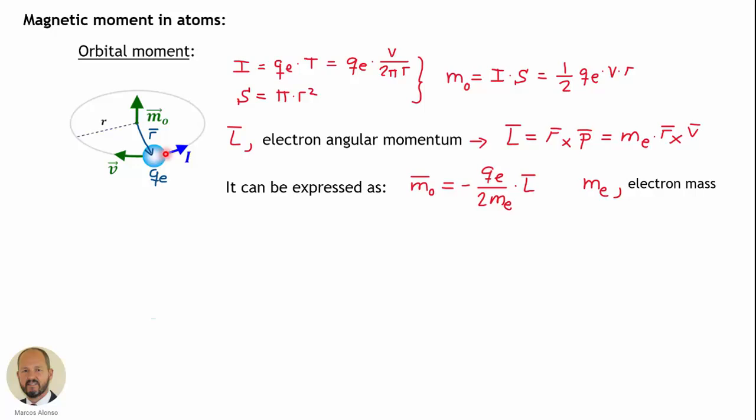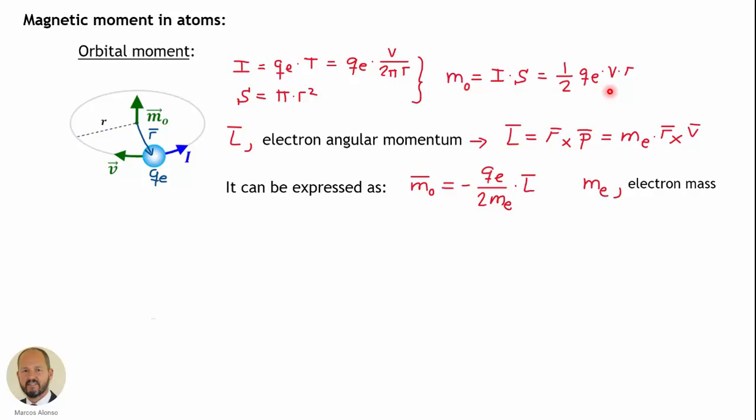The current is the charge that goes through the loop per unit time, so the charge is the charge of the electron and it goes through the loop once per period, so the current will be the charge divided by the period, and the period is the length of the loop divided by the speed, and then we have the area of the loop, so we can calculate the magnetic moment, current times area, and we get this expression.